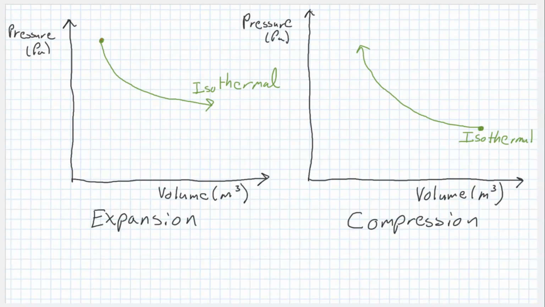As we mentioned in the previous video, an adiabatic process has a steeper slope than an isothermal process, but a similar shape. And so an adiabatic expansion will have a steeper slope and be below its isothermal counterpart, and an adiabatic compression will have a steeper slope and appear above the isothermal counterpart.